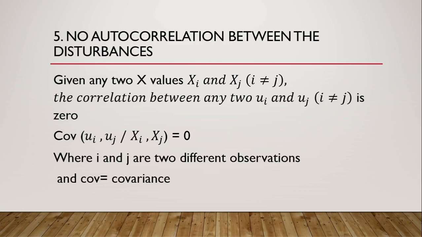u1 and u2 are not correlated. There is no correlation between two disturbance terms, u1 and u2, or u2 and u3, or u3 and u4. They are not correlated. Any two values of disturbance terms are not correlated. So this assumption is known as the assumption of no autocorrelation, assumption of non-autocorrelation, or assumption of no serial correlation.